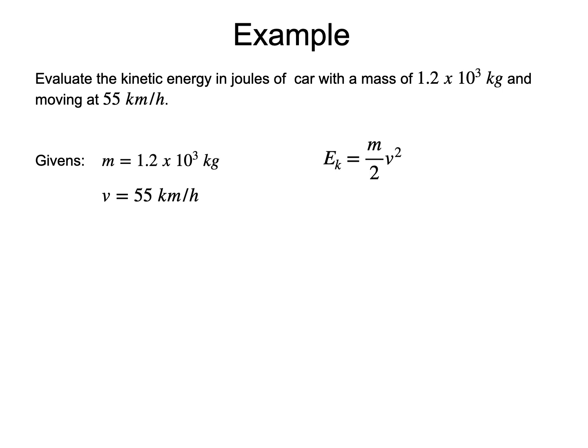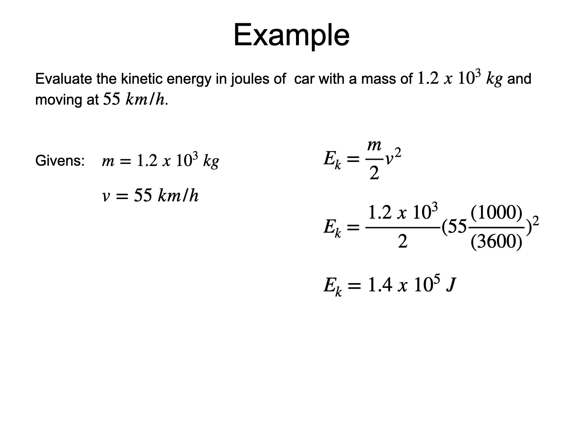This means that the mass should be in kilogram and the speed in meters per second. Conversion factors are in order. 1 kilometer was converted to 1,000 meters, and 1 hour was converted to 3,600 seconds. The use of a calculator leads to a numerical value of 1.4 times 10 to the 5th joules. This is our final answer.